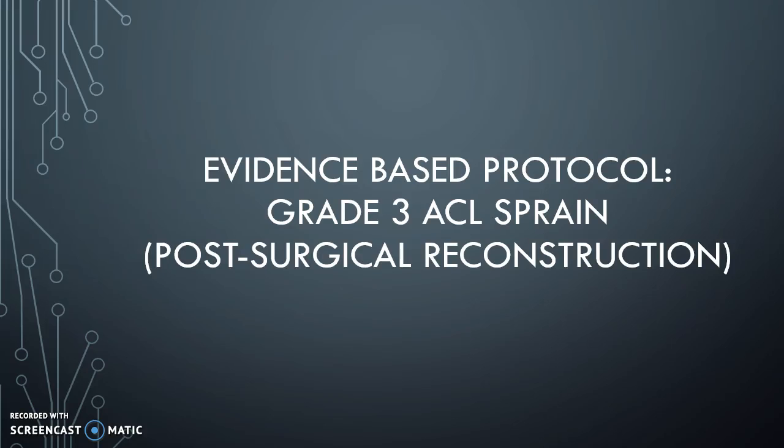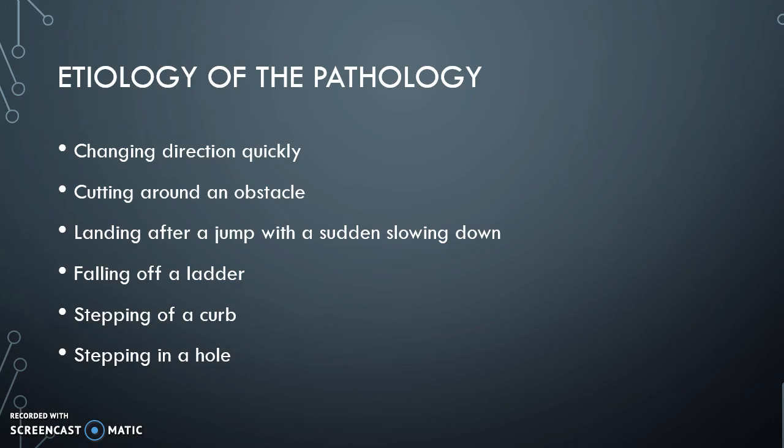Alright, so here we have our evidence-based protocol for a grade 3 ACL sprain, which is technically a tear in this case. And we're going to be focusing more on the post-surgical reconstruction and the rehab process behind that. So to start off, how do you get this injury?